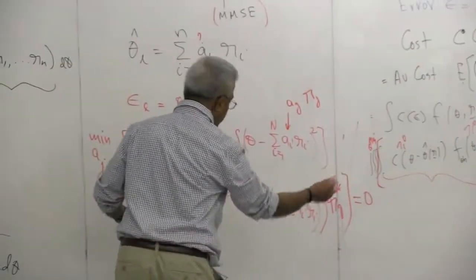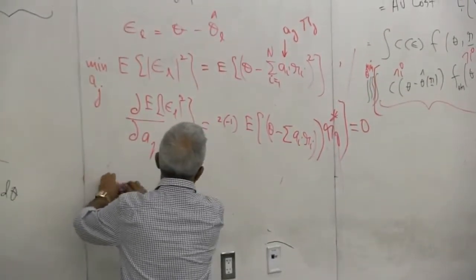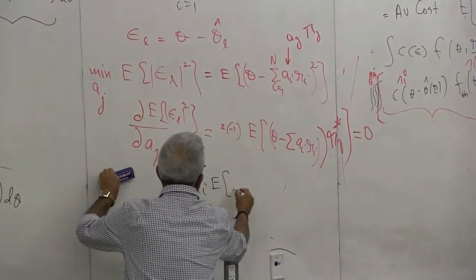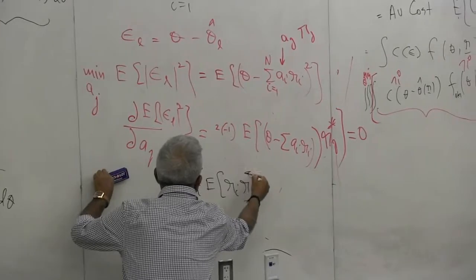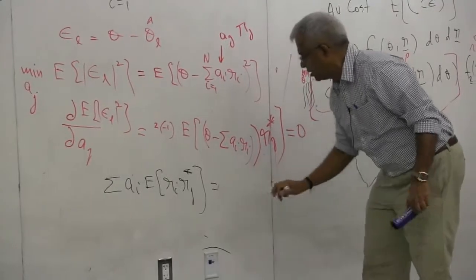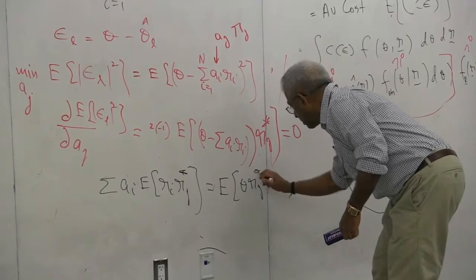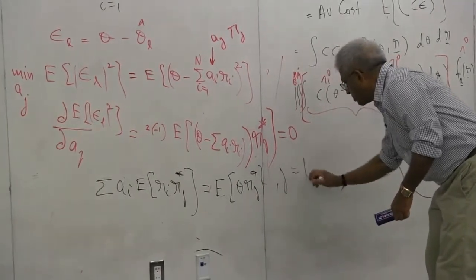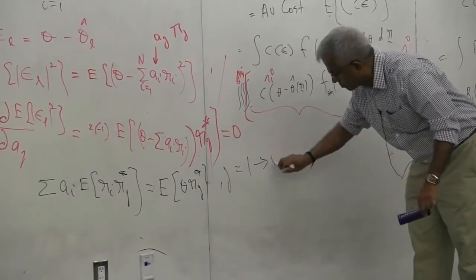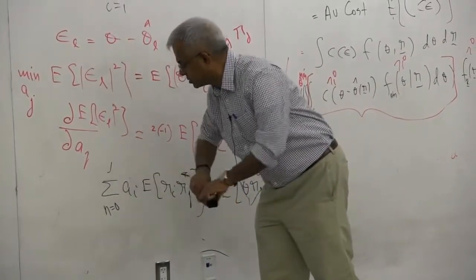So you see 2 terms. Let me rewrite it, so it will turn out to be the summation of a_i times the expected value of r_i r_j star, and I'm going to take the minus to the other side, so this is equal to the expected value of theta r_j star. But this you have to do for j equal to 1 through n. We will do this a bit later, but here also it may make sense. Okay.